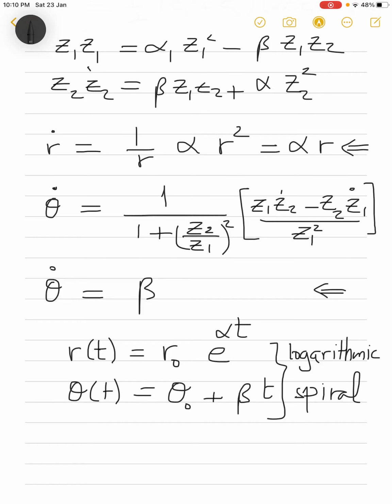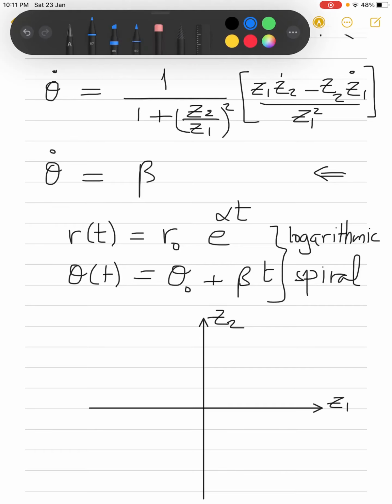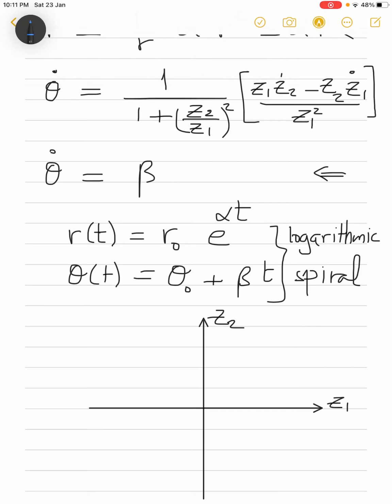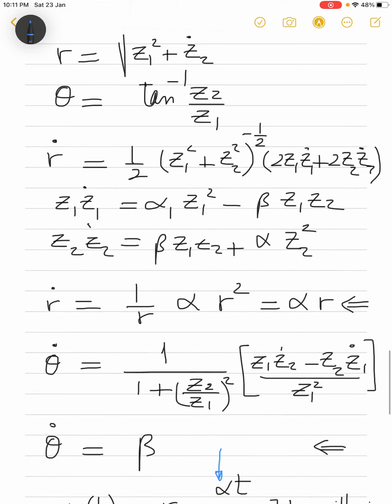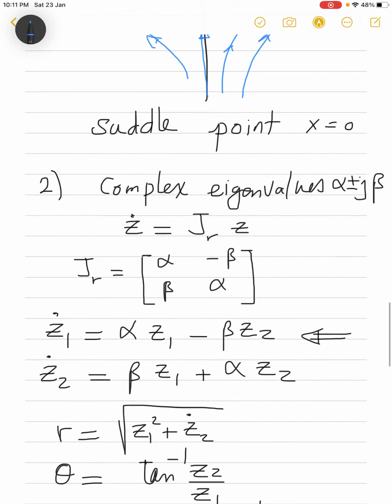So we can plot in the z1 z2 plane the solution. So this is z1 and z2. We'll find the solution like this. It's a spiral. However, whether it converges to the origin or goes to infinity as the time goes to infinity, that will depend on the value of alpha. And as we can see, alpha is nothing but the real part of the complex root.